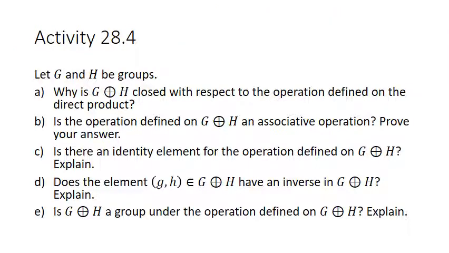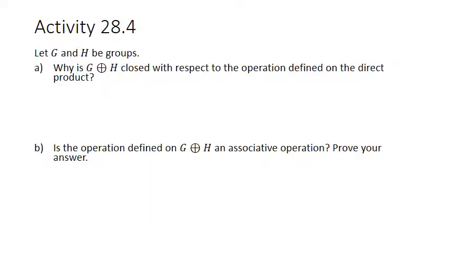Okay, so here is another activity for you, and hopefully you can see that this is going to lead us up to part E, showing that this external direct product is actually a group. So go ahead and pause the video and try this one, and then we'll go over it. Okay, so let's start. Let G and H be groups. Part A, why is the external direct product of G and H closed with respect to the operation defined on the direct product?